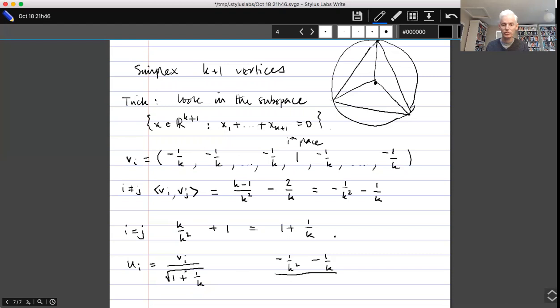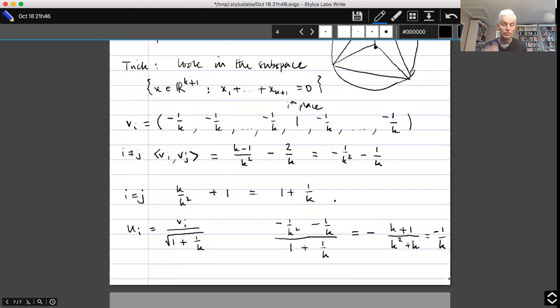And once I do that normalization, I have minus 1 over k squared minus 1 over k, and then I divide by that square root of 1 plus 1 over k twice. So I get 1 plus 1 over k. And if I now multiply through by k squared, I've got minus (k plus 1) over k squared plus k, which equals minus 1 over k. So I've constructed the simplex and proved that it does indeed satisfy this: any 2 vectors do have inner product at most minus 1 over k.